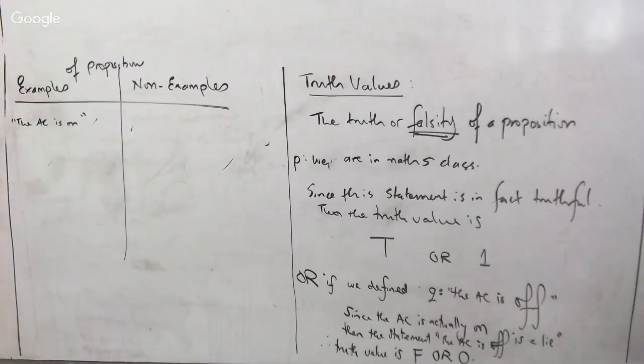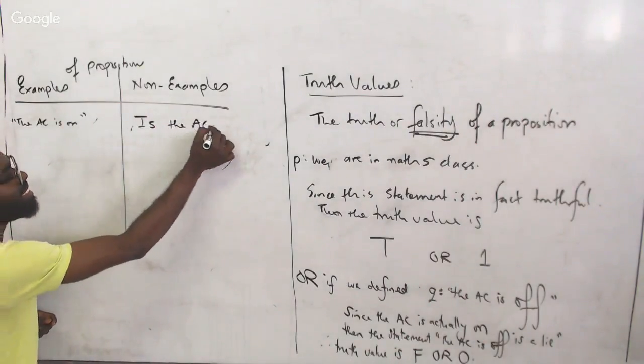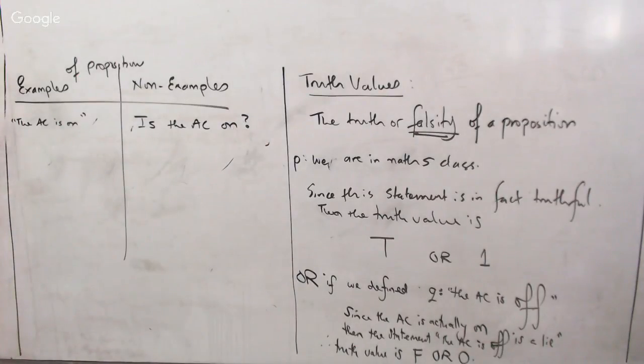Suppose I ask, is the AC on? Is that a proposition? You can't say if it's true or false. Because you can imagine somebody asking a question, is the AC on, and you respond true. So you're not communicating logically. That makes sense?